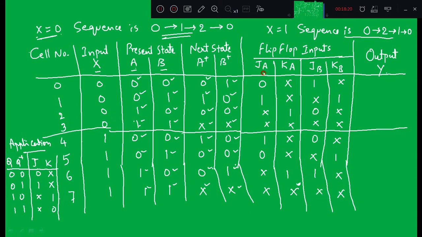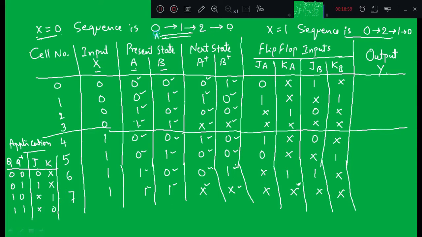So now we are going to put K-map for JA, KA, JB and KB, right? Before we put K-map for JA, KA, JB, KB, we'll fill out the last column, which is the output column, right? So here in the question he has given: provide an output which goes high to indicate a non-zero state in the 0 1 2 0 sequence, right? So if you find a non-zero state in the 0 1 2 0 sequence, you put output as high. For the rest of the states, you write y is equal to 0, right?